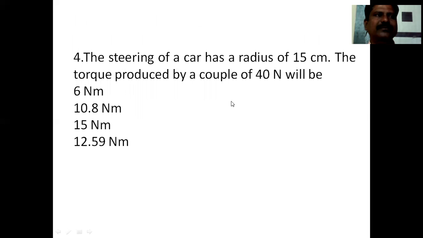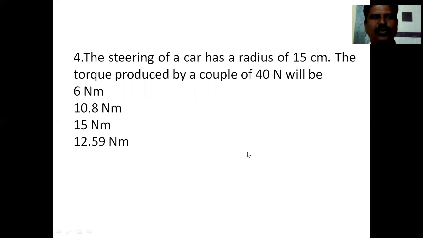Okay. Next, another example: the steering wheel of a car has a radius of 15 centimeter. The torque produced by a couple of 40 Newton will be what? So again, you want to calculate the torque produced in that steering wheel. The R is 15 centimeter, and the force is 40 Newton.